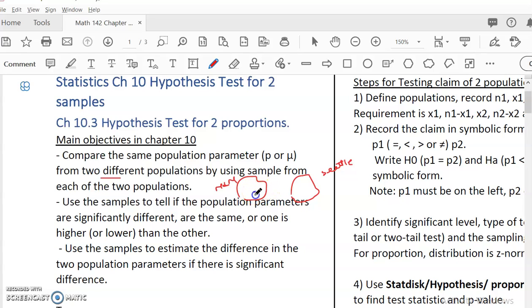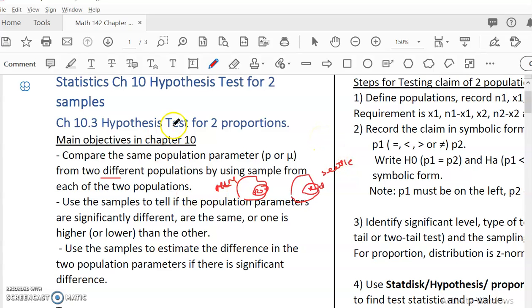So this is red candies. You want to see what is the percentage of red candies here and what's the percentage of red candies there. So they're the same thing. You're not comparing red candies here with blue candies here. They have to be the same category of proportion. So you're trying to see the percentage in this population, M&M and Skittles, for example.